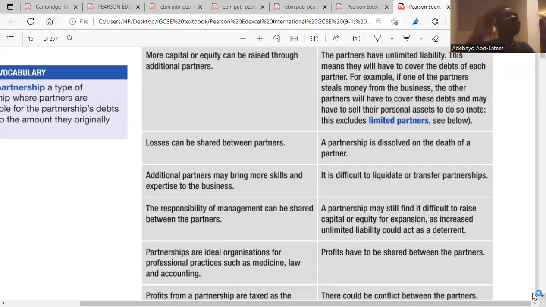Do you understand? Because partnership is not transferable. I can't transfer my dealings here to my son or to my daughter or to my brother or my sister. No, it has to be dissolved. Yeah. The third one.